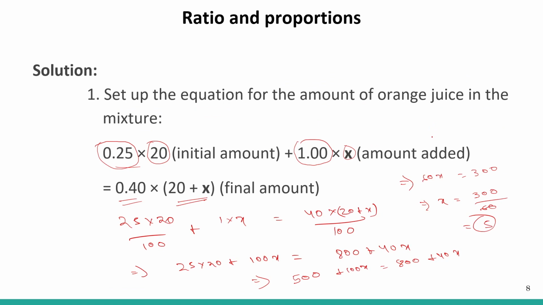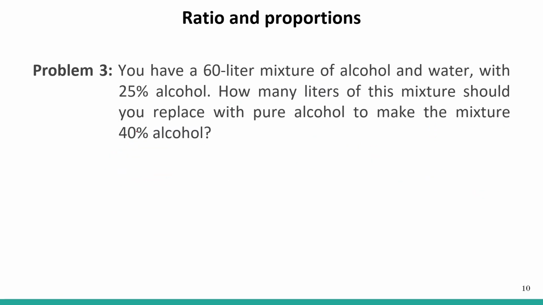With volume. So let's proceed with problem number 3. In problem number 3, we have a 60-liter mixture of alcohol and water, with 25% alcohol. In this 60 liters, alcohol contributes 25% of it. How many liters of this mixture should you replace with pure alcohol to make the mixture 40% alcohol?